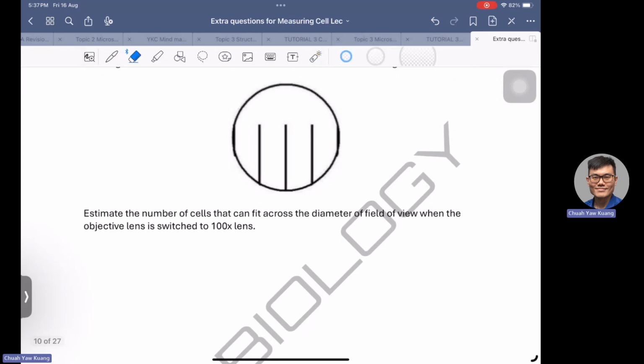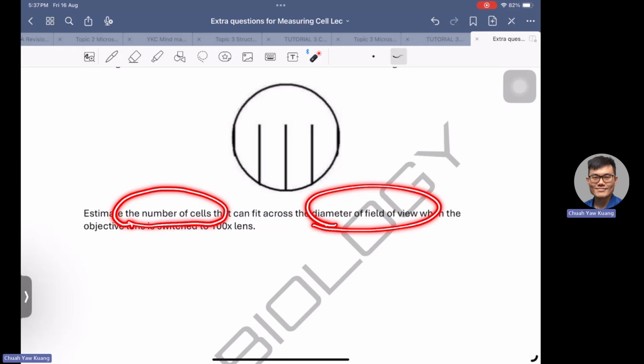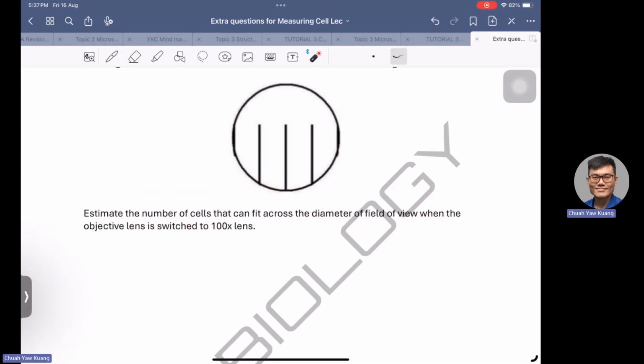This question is asking for the number of cells across the diameter. So that means we need to find the actual size, the actual diameter of the cell, and also the diameter of the field of view. So there are two parts. This part is looking for the actual size of the cell, and only then can we know how many cells can fit into the diameter of the FOV.